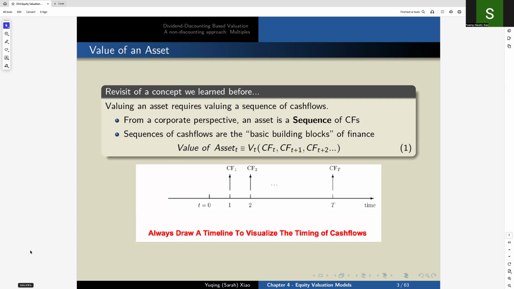Let's start by revisiting a core principle we've seen before. We know that the value of any asset equals the present value of its future cash flows. From a corporate perspective, we can think of an asset as nothing more than a sequence of cash flows that will arrive over time. These sequences are the building blocks of all of finance. On the timeline here, you can see cash flows at different points, CF1, CF2, and so on. The job of valuation is to discount each of those future payments back to today and add them up. That's why we always draw a timeline when solving those problems. It really helps us keep track of both the size and the timing of cash flows.